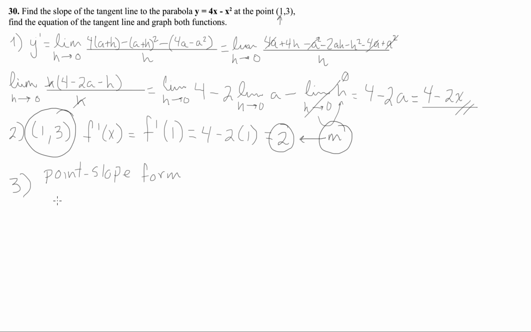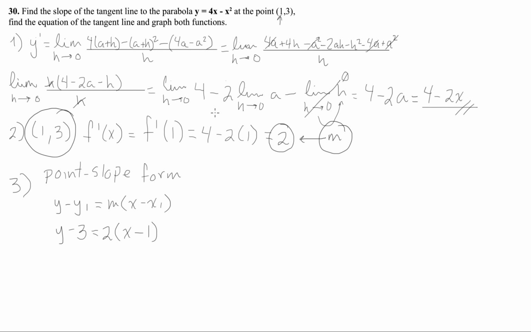So which is the point? y minus y1 is equal to m times x minus x1. Here I'm going to plug in: y minus 3 is equal to m, that is 2, times x minus 1. So this is the equation of the line in the point-slope form.